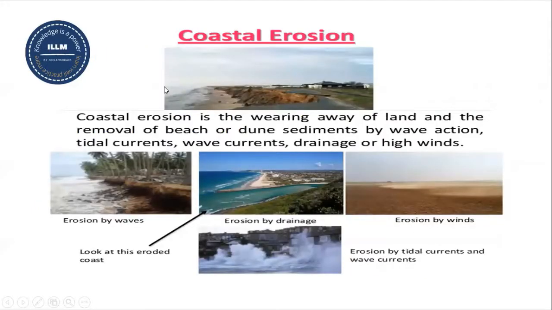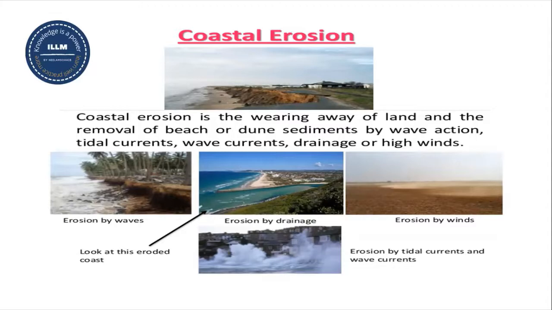What is this coastal erosion? Coastal erosion is actually the wearing away or the destruction of land and the removal of beach or dune sediments by different actions. For example, wave actions, tidal currents, wave currents, drainage, or high winds.